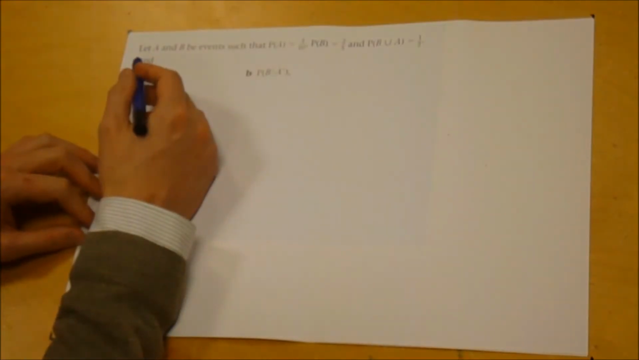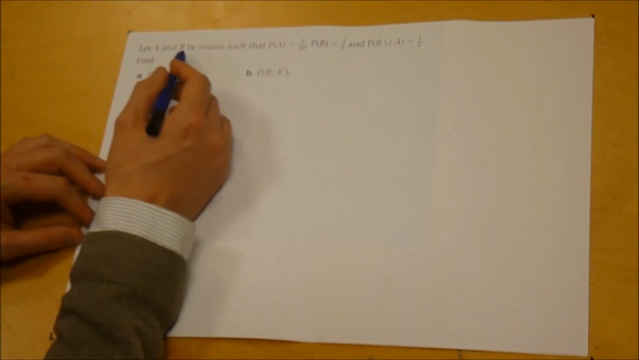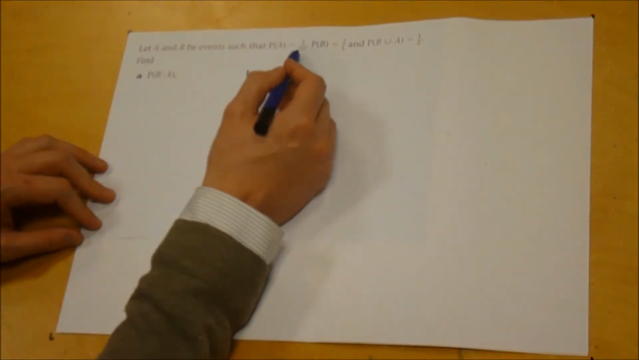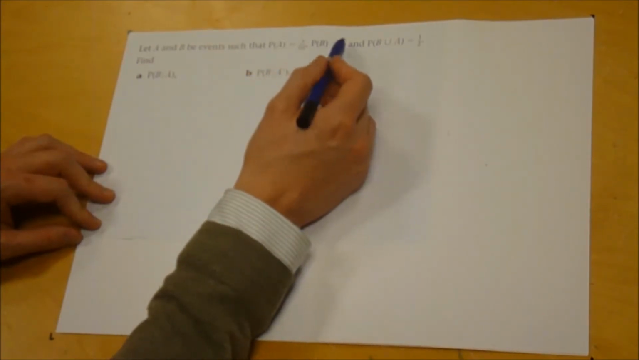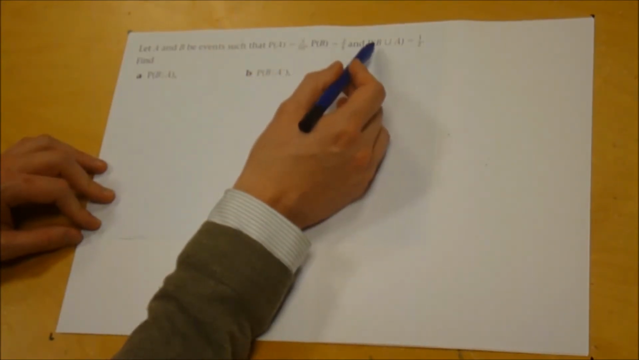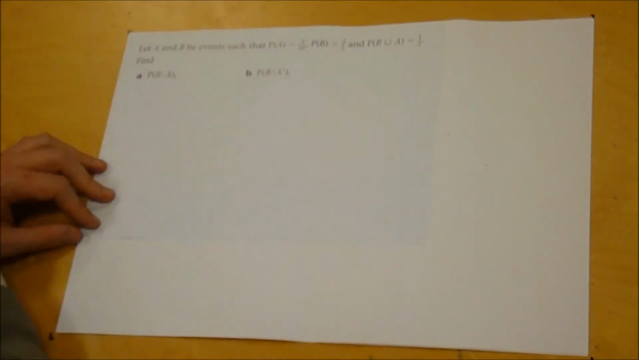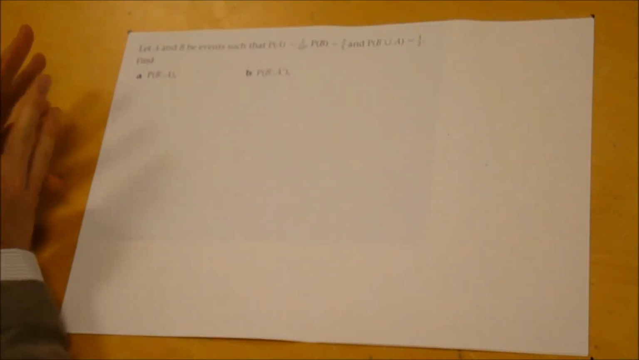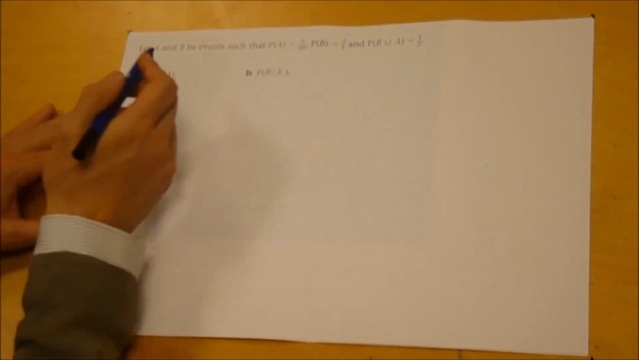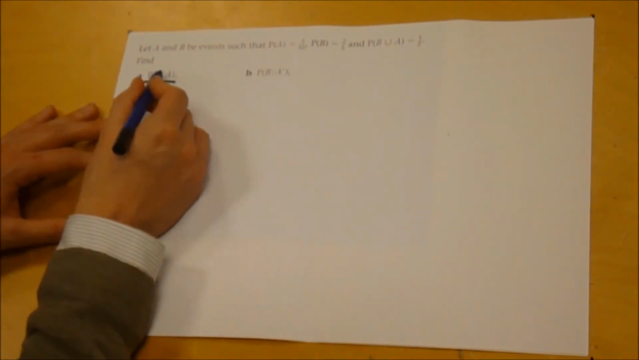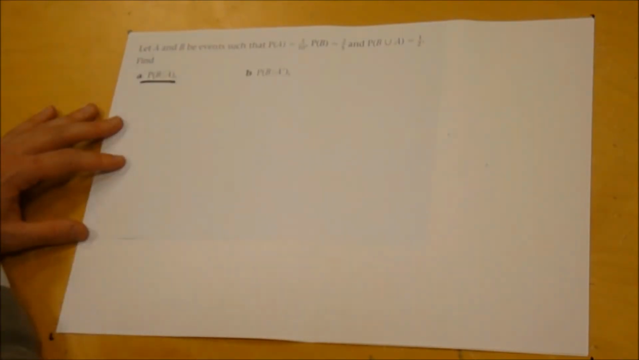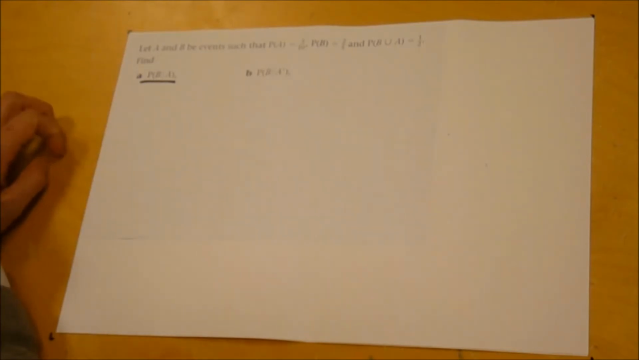Okay, for this next example we've got two events, let A and B be events such that the probability of A is 3/10, the probability of B is 2/5, and the probability of B or A equals 1/2. And the first thing it wants us to find out is this probability of B occurring given that A has occurred. Now I hope by now you're screaming, use the multiplication rule. But we need to know a crucial piece of information first.